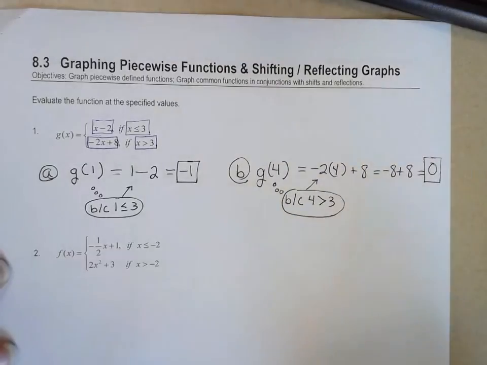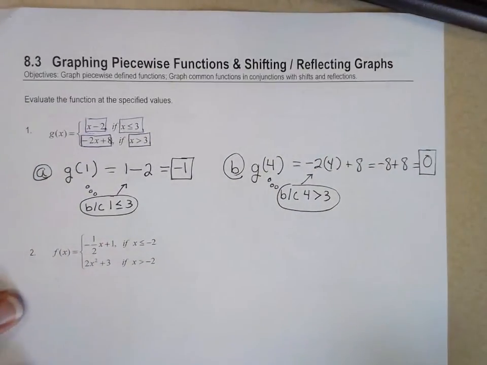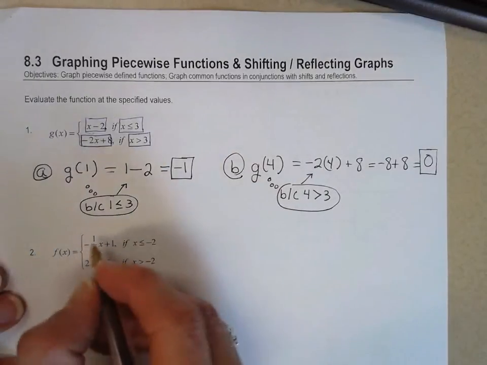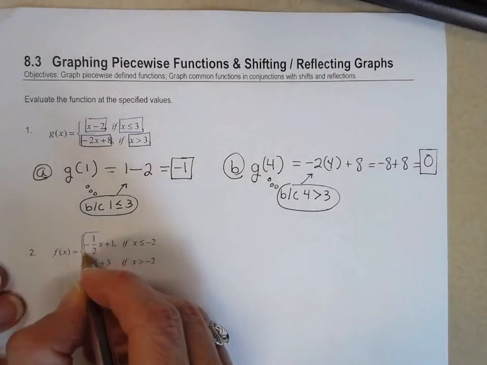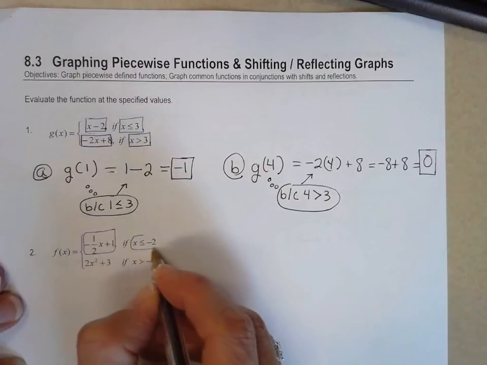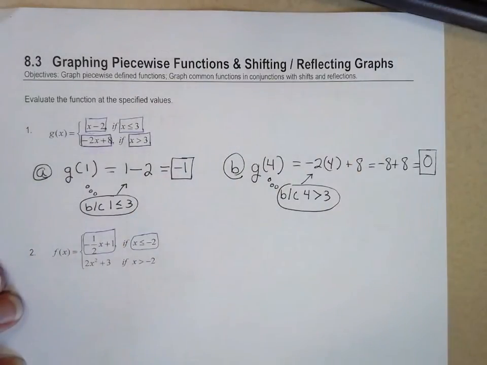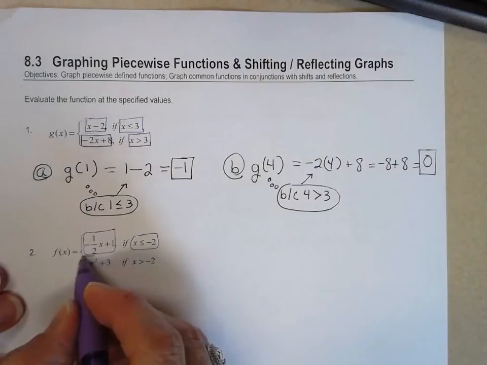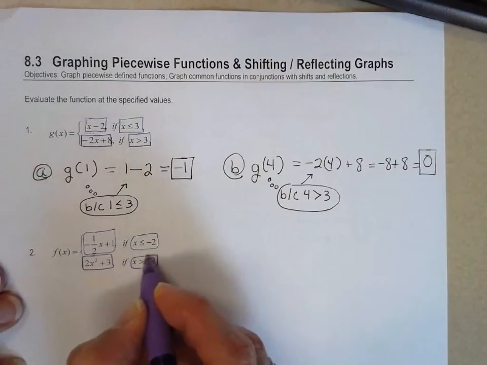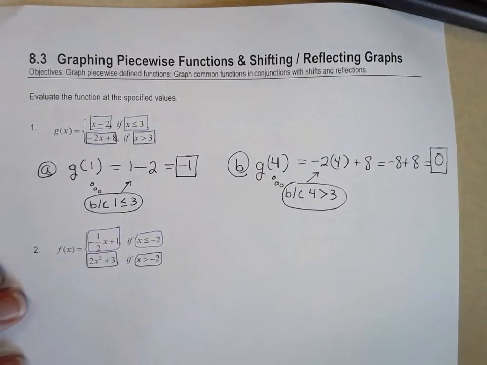Okay, so initially this is the idea of a piecewise function, just a function defined in different pieces that we plug in differently depending on which type of x value we're given. So number 2, we have an f of x that again is some sort of a line, and this is for x's that are less than or equal to negative 2. And then the rule changes to 2x squared plus 3 when the x's are greater than negative 2.